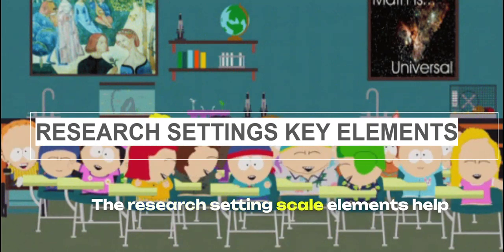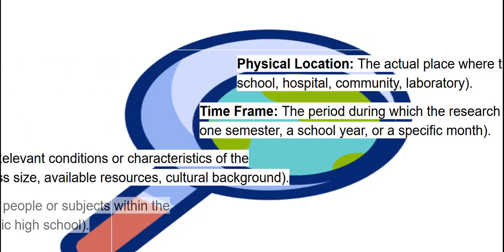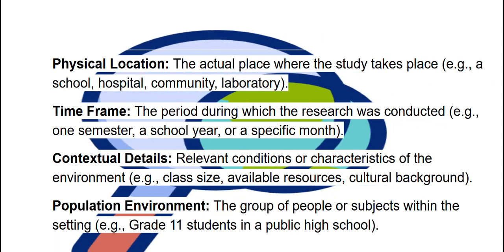The research setting's key elements help establish the context of your study. The key elements of research settings are physical location, time frame, contextual details, and population environment.